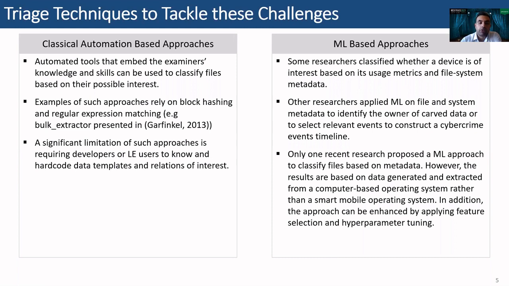More flexible machine learning-based approaches have been proposed. Some researchers classified whether a device is of interest based on its usage metrics and file metadata. Mind you, this is about classifying devices and not files. Other researchers applied machine learning on files and system metadata to identify the owner of carved data or to identify malware. Only one recent research proposed a machine learning approach to classify files based on their metadata.